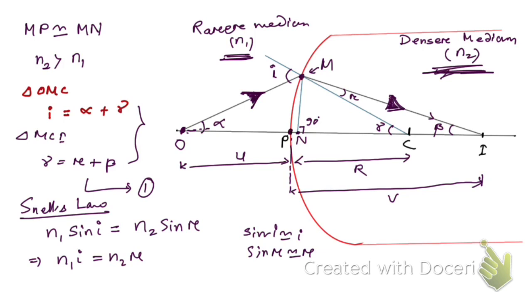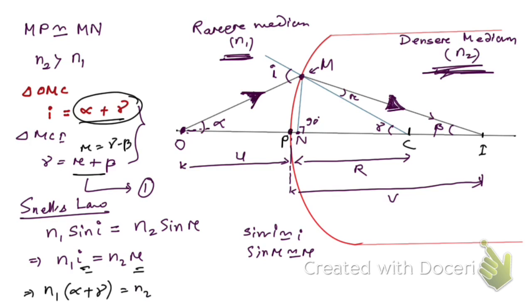Now let us use these two values of I and R. From equation 1 we can find R is equal to gamma minus beta, and let us put I here and here. Then we are going to have n1 times alpha plus gamma on one side, and on the other side n2 times gamma minus beta.